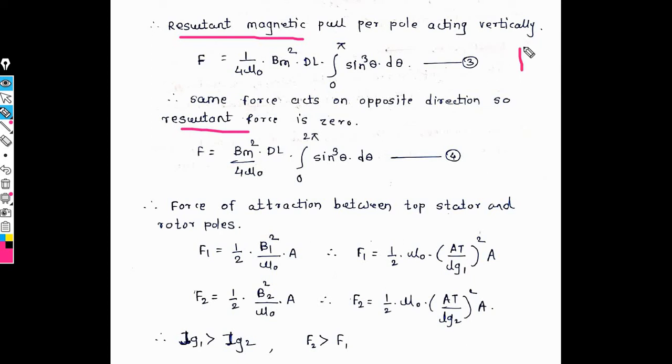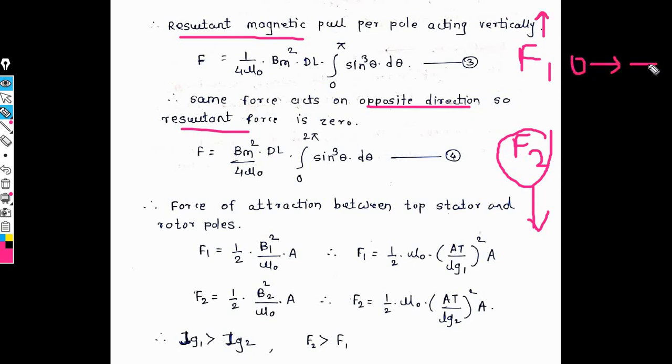That means we have considered this as the F1 force and this as the F2 force. That means F2 force is in the opposite direction to F, so both are in opposite directions. This F1 occurs in the 0 to pi condition, and this F2 occurs in the 0 to pi condition. Now these are the two forces occurring in an AC machine.